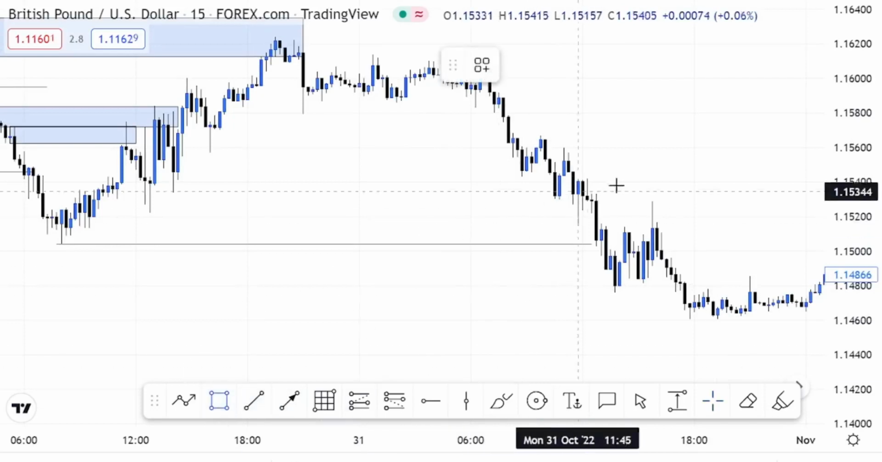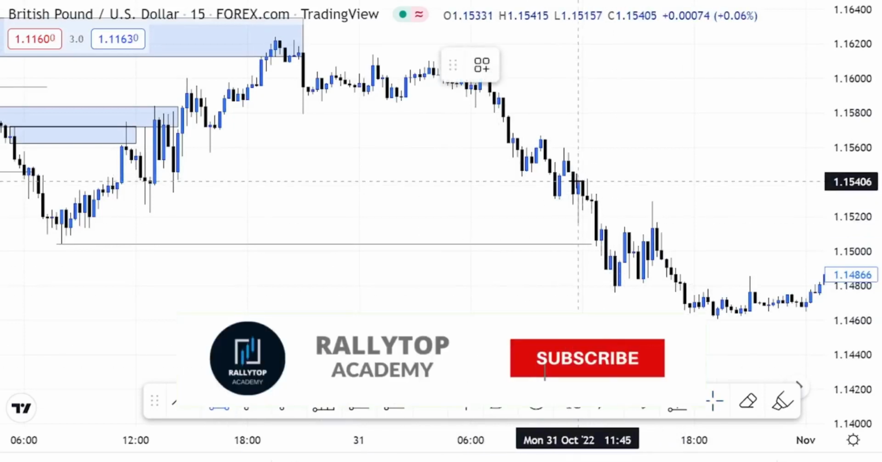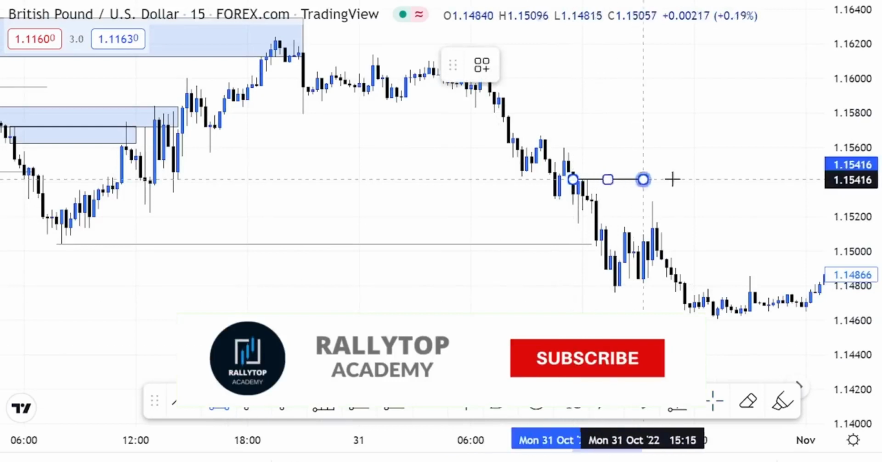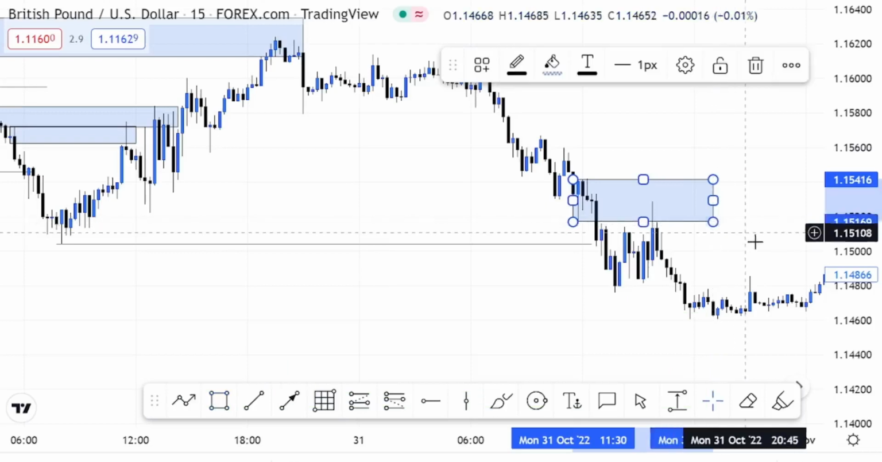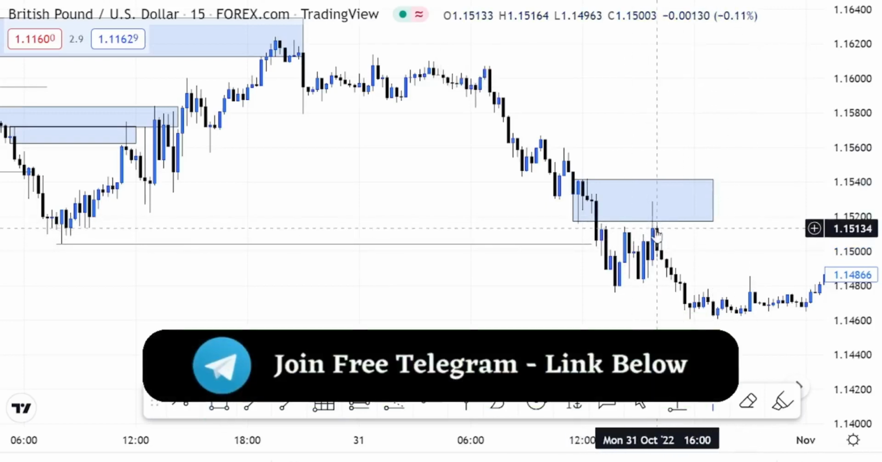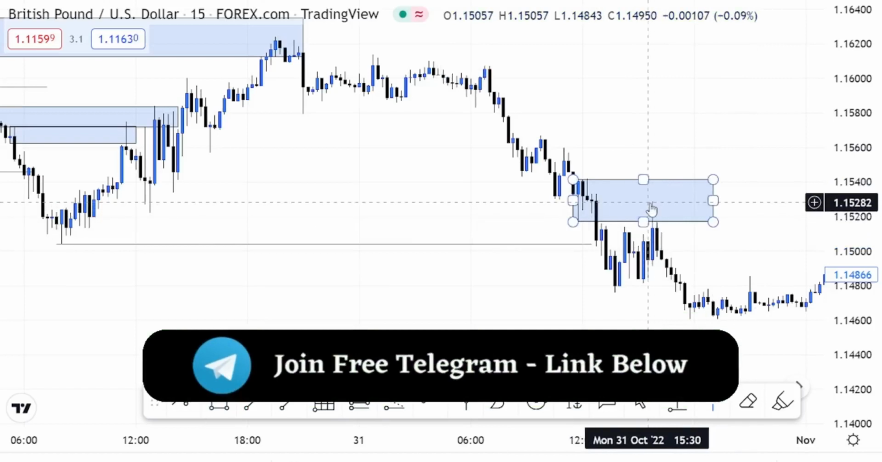They will mark this candle as their OB. All right, is it actually an OB? No, that is not an OB. That is a smart money trap. Why is it? Because there is no liquidity before this OB.